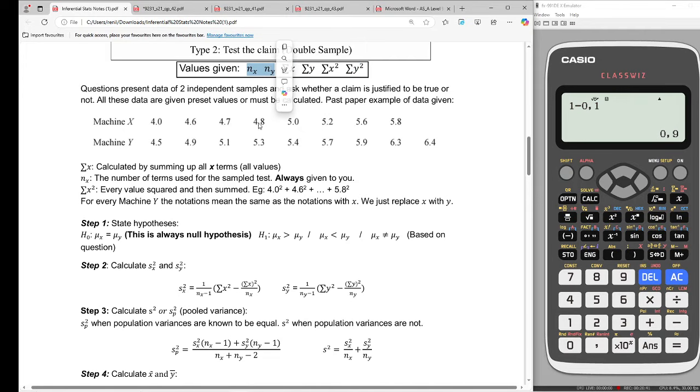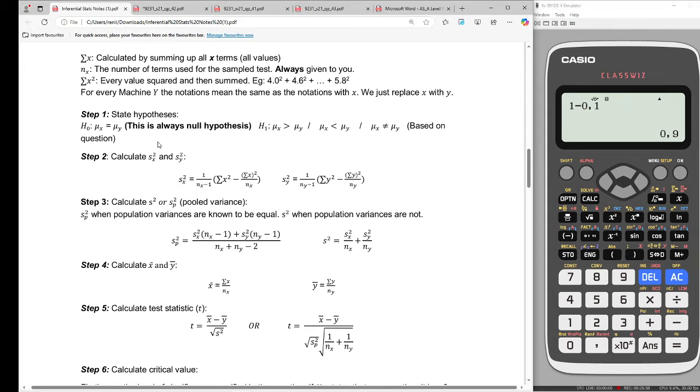Nx and ny are always given to you. Sum x, sum y, sum x squared, sum y squared are sometimes given to you. However, they can be calculated using the data values, so do note how to calculate these. Obviously you need to state the hypotheses if they're not stated in the question, as shown before. Next we calculate S2 of x and S2 of y.